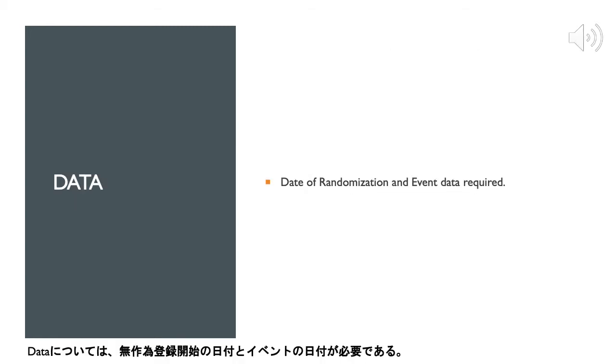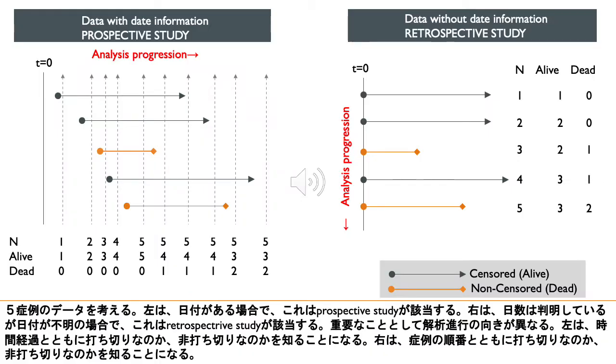For data, we need the date of the randomization and the date of the event. I will explain why we need the date. Consider the data of 5 cases. On the left, there is a date, which corresponds to a prospective study. On the right is the case where the number of days is known but the date is unknown, which corresponds to a retrospective study. Importantly, the direction of the analysis progression is different.